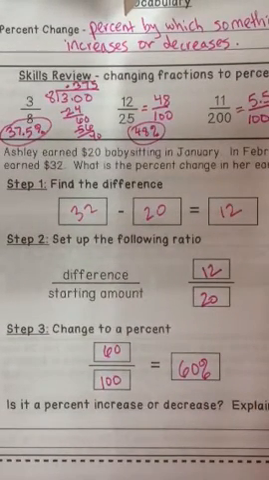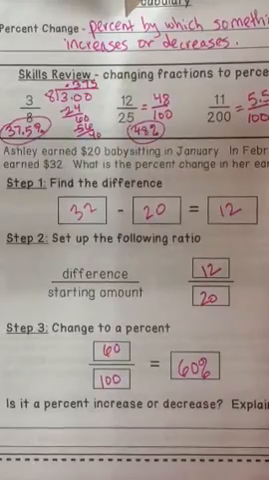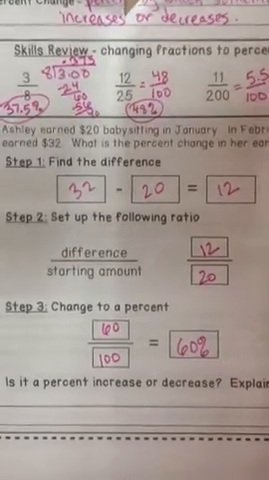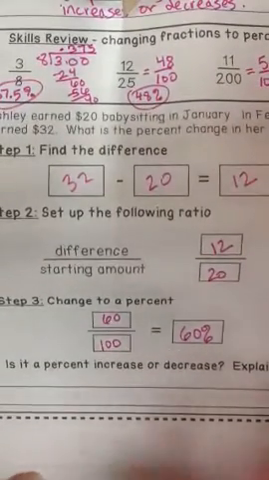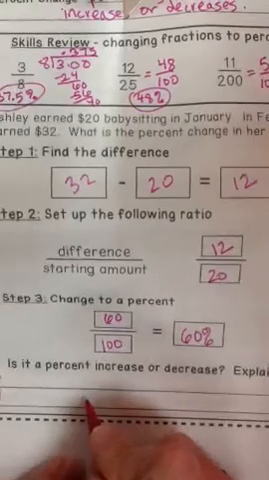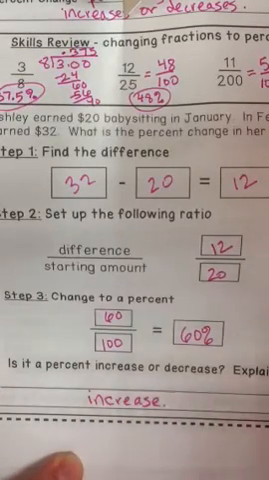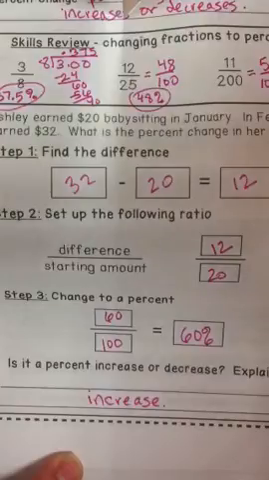The last step is to tell if the percent of change is an increase or a decrease. And that's easy. We just see, did she make more money the second time or less? Since her pay increased from $20 to $32, then this is a percent increase. If she had made less in February, it would be a decrease in pay.